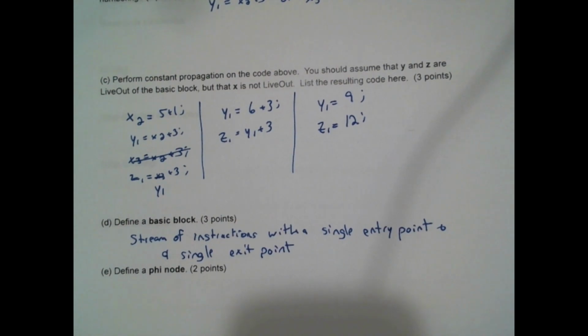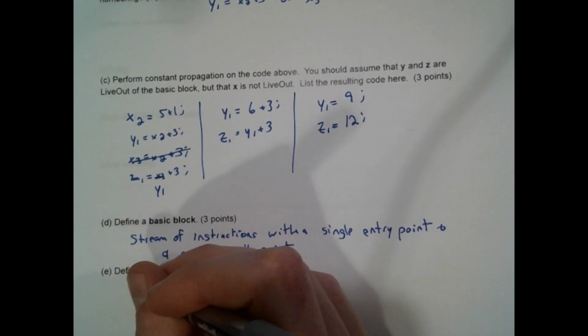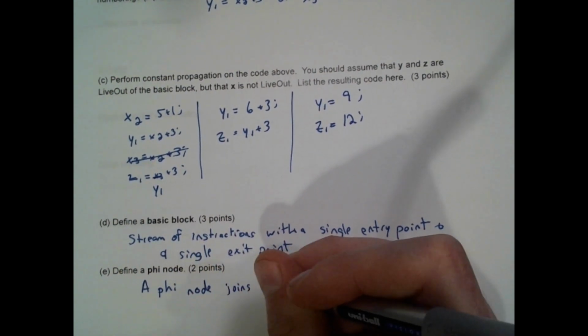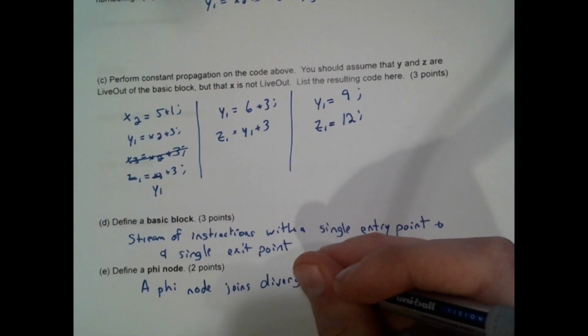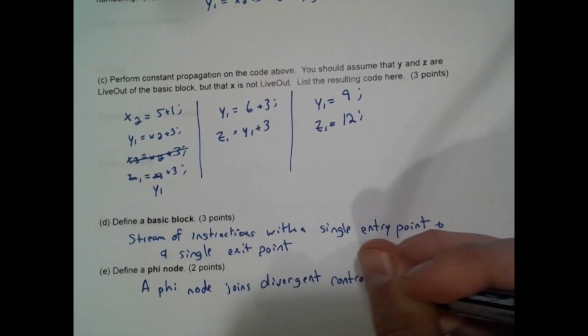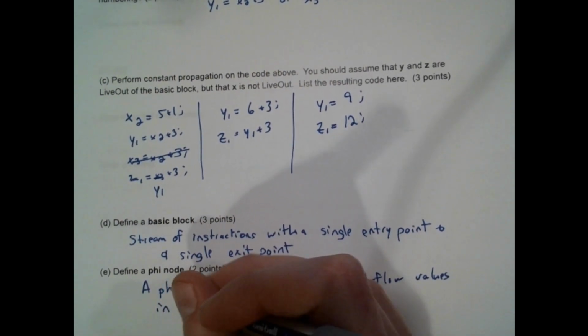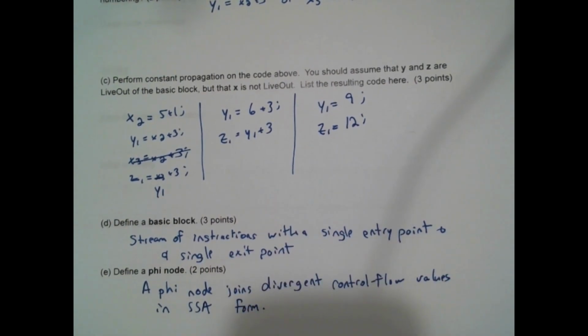So that's it. And then define a phi node, and we might say something like a phi node joins divergent control flow values in SSA form. So if you remember, a phi node is what we use to deal with the fact that we only assign something once in SSA, and if we have an if statement where we have a true branch and a false branch, we have to deal with the fact that the control flow splits, and therefore values might have two different values. So we use a phi node to effectively join them together when we get back.